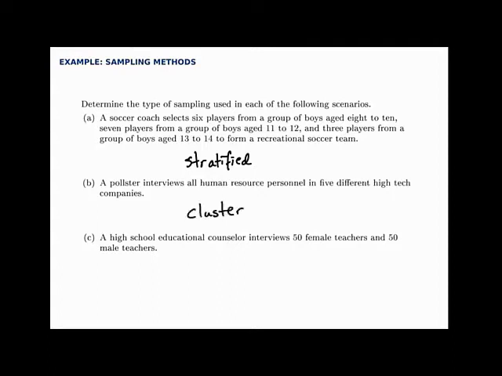The third one, a high school educational counselor interviews 50 female teachers and 50 male teachers. Notice again that there's a separation of categories, and so the teachers have been separated into male teachers and female teachers. They've been divided into groups, and then from those groups, some have been selected, an equal number from each, which again looks like stratified sampling.